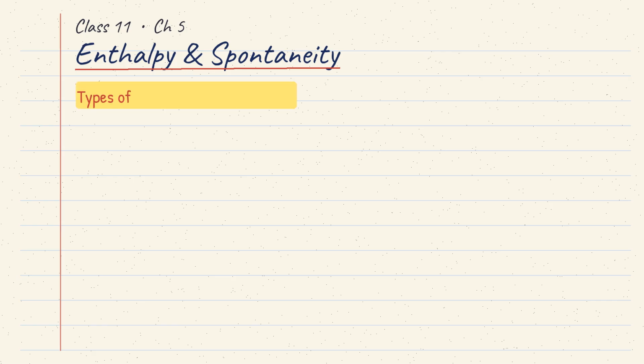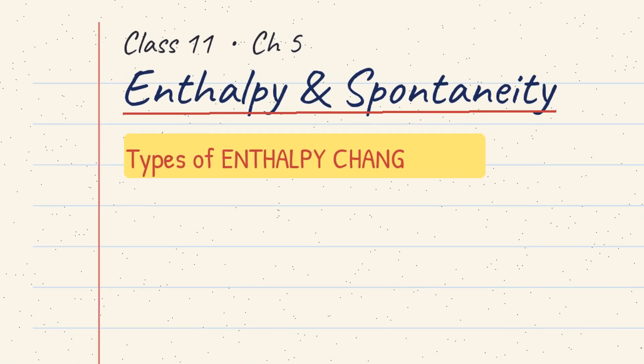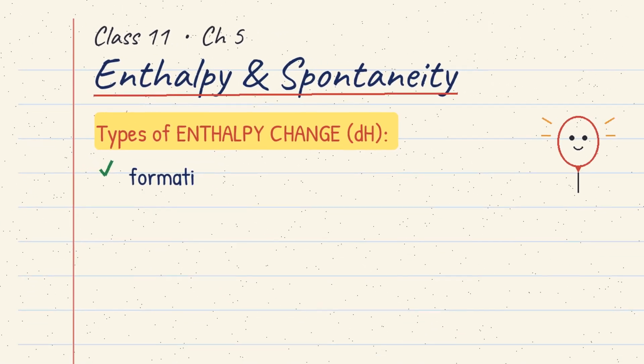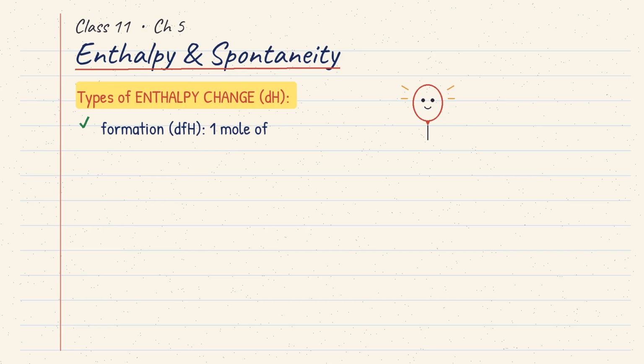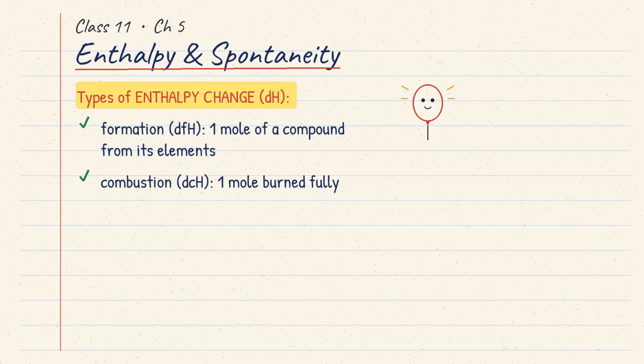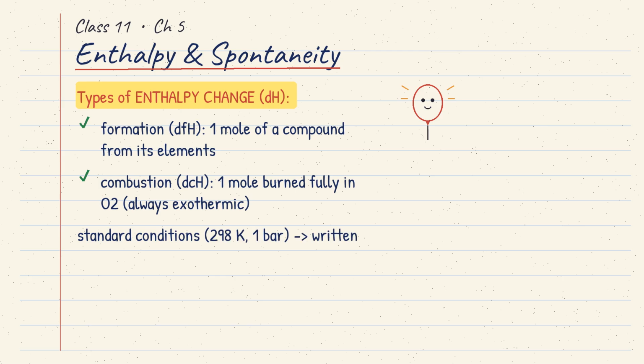First, the main types of enthalpy change, or ΔH. Enthalpy of formation is the heat change when 1 mole of a compound forms from its elements. Enthalpy of combustion is the heat released when 1 mole is burned completely in oxygen. It is always exothermic. Measured at standard conditions, 298 Kelvin and 1 bar, we write it as ΔH standard.